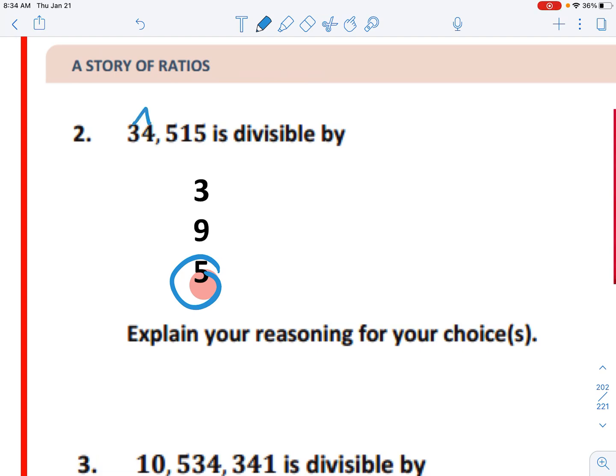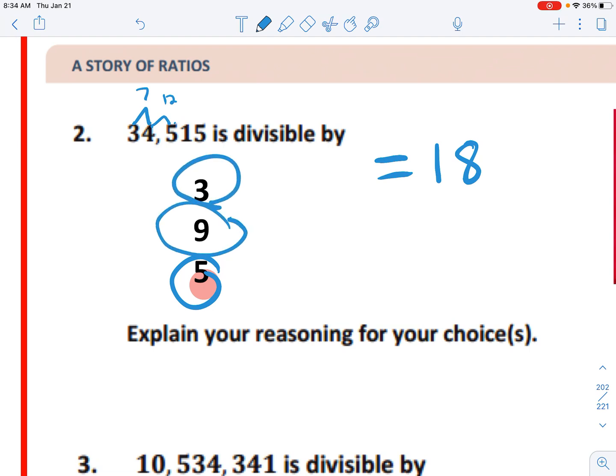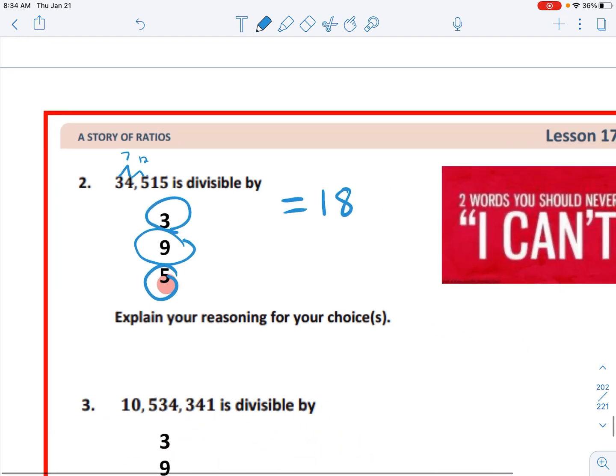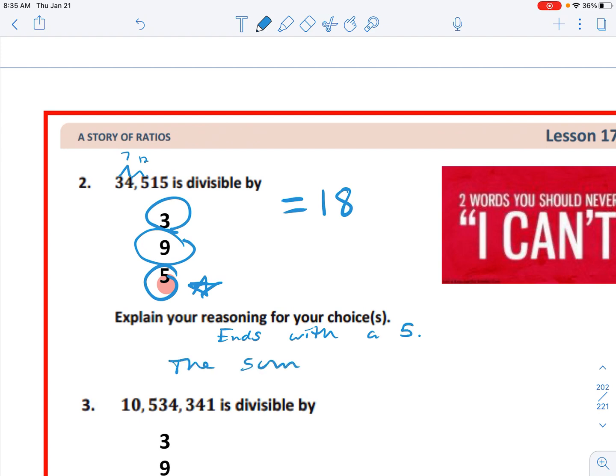So 3 plus 4 is 7. 7 plus 5 is 12. 12 plus 1 is 13. 13 plus 5 is 18. So the sum is 18. 3 can go into 18, and 9 can go into 18. So explain your reasoning. So the first is it ends with the 5. That's the reasoning for 5, okay? And then the sum is 18, which means 3 and 9 can go into it.